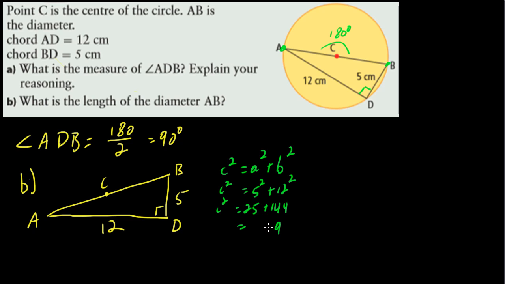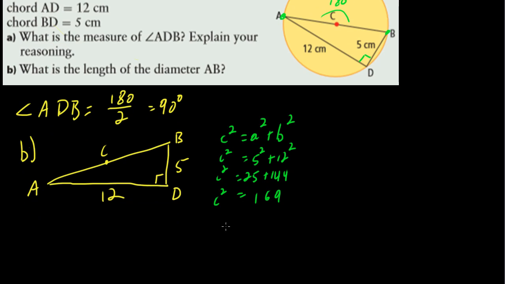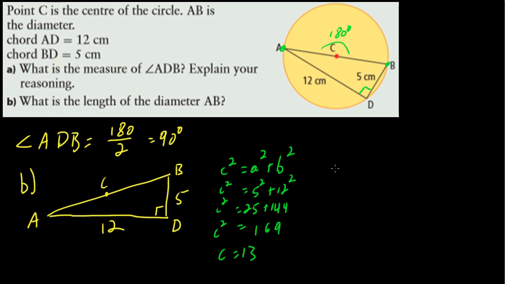We get a 9, a 6, and a 1, and I believe when we put that in our calculator, we should have that C is equal to 13. That would mean that our diameter AB equals 13 centimeters.